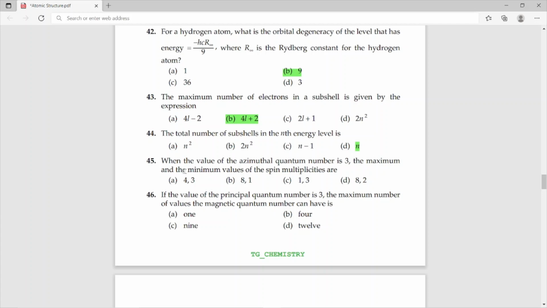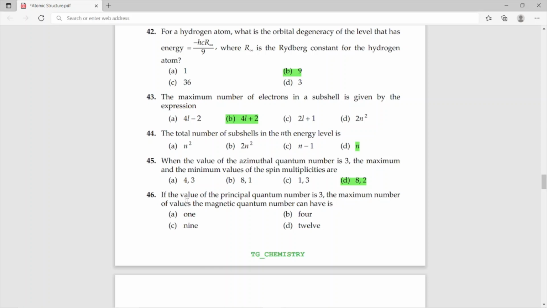Next is: when the value of azimuthal quantum number is 3, the maximum and minimum values of the spin multiplicities are. What should be the minimum and maximum values for spin multiplicities? The right answer is option D, 8 and 2.